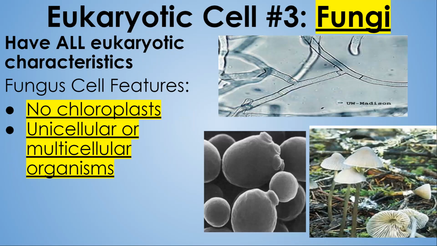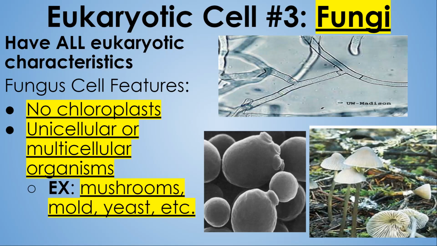They are unicellular or multicellular organisms. So sometimes they're going to have a single cell. So if you think of yeast, yeast are unicellular, single-celled organisms. And then if you think of a mushroom, that's going to be a multicellular organism. So in the kingdom fungi, you're going to find both multicellular and unicellular organisms. And some examples are mushrooms, mold, yeast. Those are all fungi and eukaryotic cells.